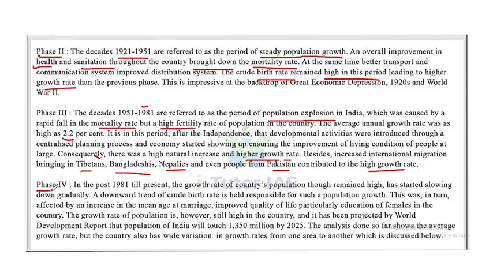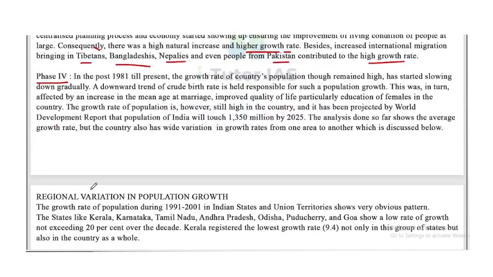Now, the fourth phase, that is phase 4. In the post-1981 period till present, the growth rate of the country's population, though it remained high, has started slowing down gradually. A downward trend of the crude birth rate is held responsible for such a population growth. This was in turn affected by an increase in the mean age at marriage and improved quality of life, particularly education of females in the country.